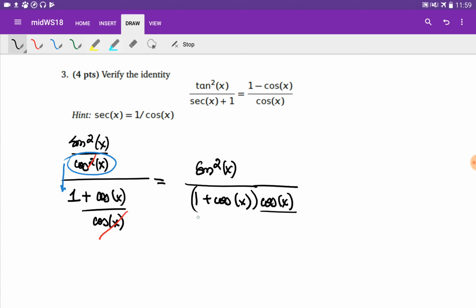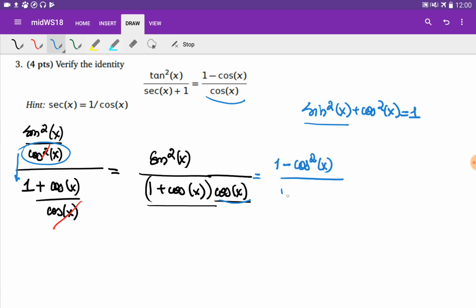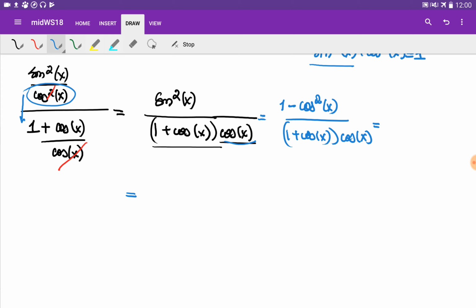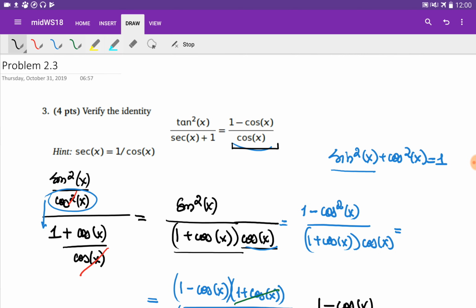Instead of multiplying this cosine into all of these terms, I would like to handle this differently, since I need to keep this cosine in order to get the right-hand side. We know the trigonometric identity that sine square of x plus cosine square of x is equal to 1. From here we can express that sine square of x is 1 minus cosine square of x, divided by 1 plus cosine of x multiplied by cosine of x. At the same time we can write 1 minus cosine square of x as 1 minus cosine of x multiplied by 1 plus cosine of x, divided by 1 plus cosine of x multiplied by cosine of x, and we can cancel these two terms. What is left is 1 minus cosine of x divided by cosine of x, which is the same as the right-hand side of the first equation.